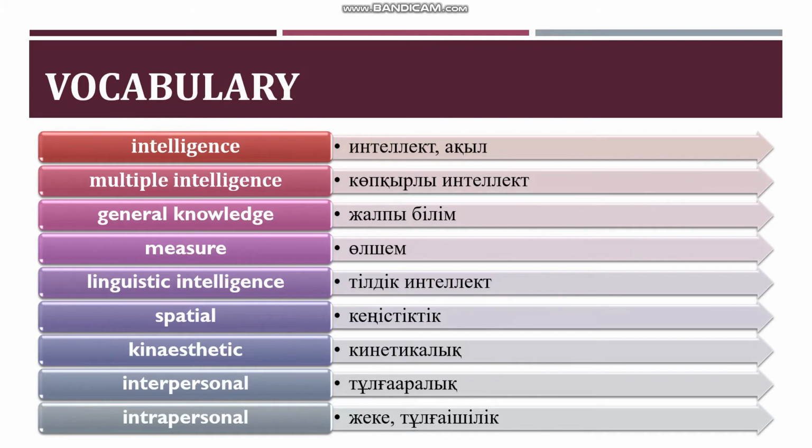Now, pupils, let's learn the vocabulary on the topic multiple intelligence. Intelligence, intellect. Multiple intelligence. General knowledge. Measure. Linguistic intelligence. Spatial. Kinesthetic. Interpersonal. Intrapersonal.